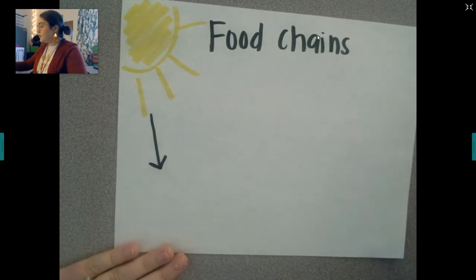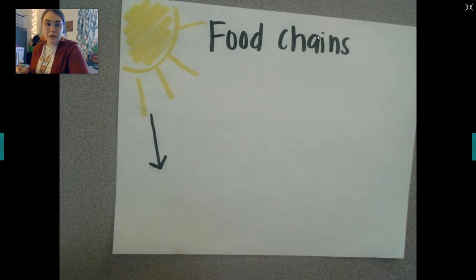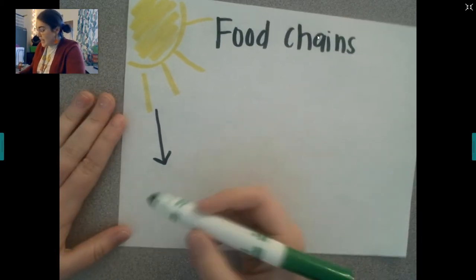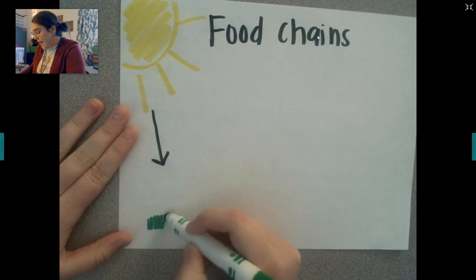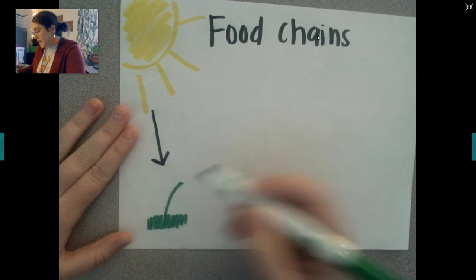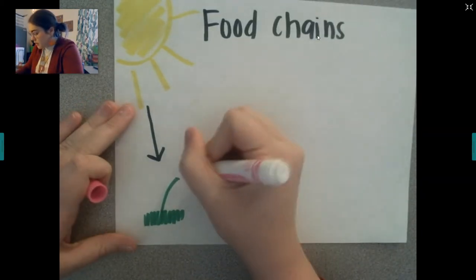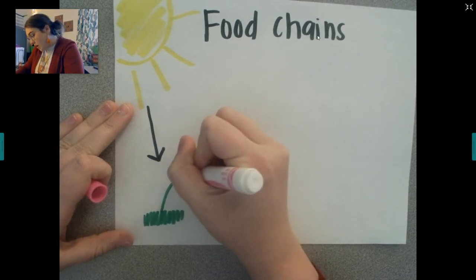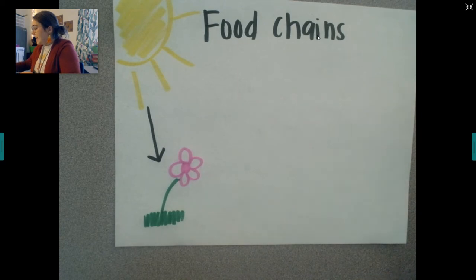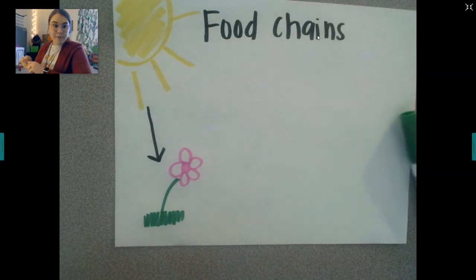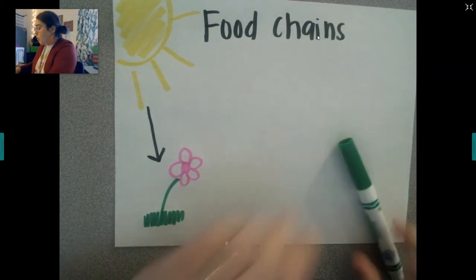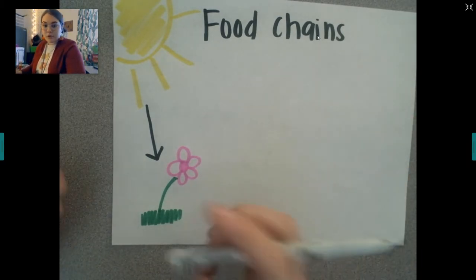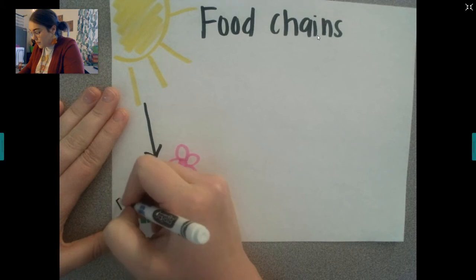So then, after our sun, and I've told you this a million times, I am not a very good artist, so I'm going to be doing my very best. So after the sun, we have producers. And again, for my producer, I'm going to do a cute little flower. And producers are plants. And do we remember why, from our carbon dioxide oxygen cycle, why our plants are the producers? What do they produce? What process do they go through?